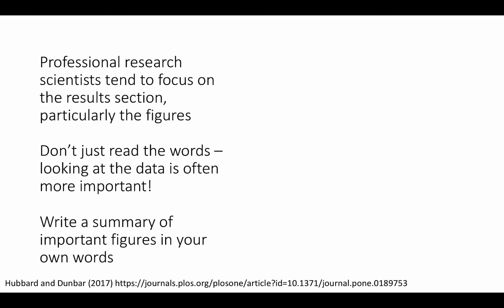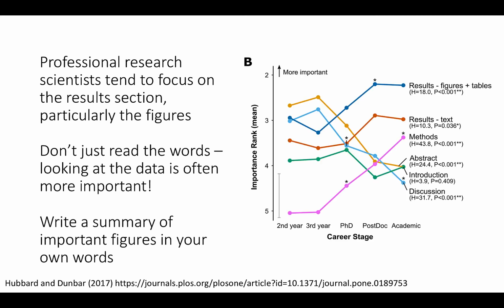But I also asked my scientists what they tended to focus on. So how did they read a paper? So professional scientists tend to focus on the results, so the figures and the tables and the text, whereas undergraduates tended to focus more on the discussion, the abstract. So there's a bit of a change in how people read. So if a scientist is telling you how to read a paper, so an academic, what they probably mean is look at the results of this paper. So it's not just about reading the words.